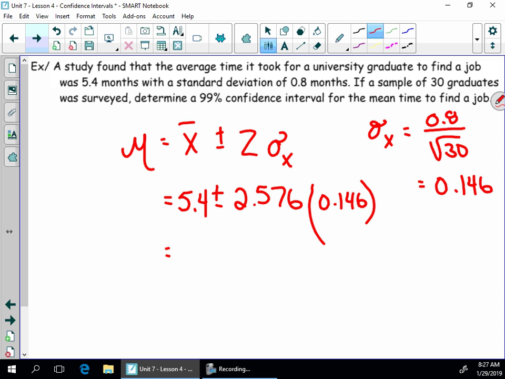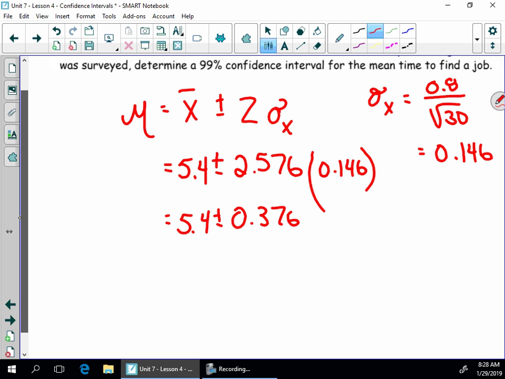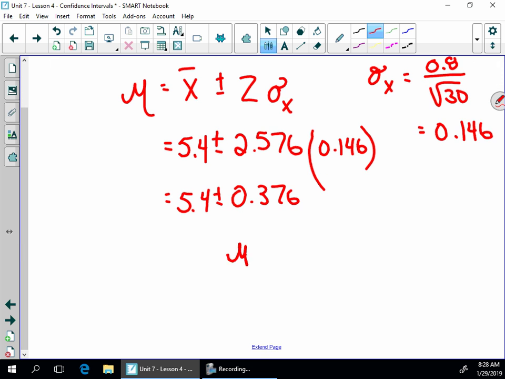Which will give me 5.4 plus or minus 0.376. Or in other words, if I add it, I'll get 5.776, and if I subtract it, it will take between 5.024 months and 5.776 months to find a job based on this sample. And that's how sample size works.